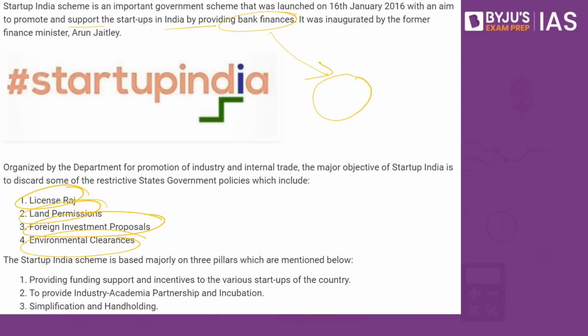These were ultimately reduced so that the startup ecosystem was enhanced in our country. So this would ultimately create an ecosystem, transform India, whereby the job seekers will become the job creators. So what are the pillars of the Startup India program? Providing funding support and incentives to various startups of the country, providing industry-academia partnership and incubation, and finally, simplification and hand-holding are some of the main pillars when it comes to the startup.